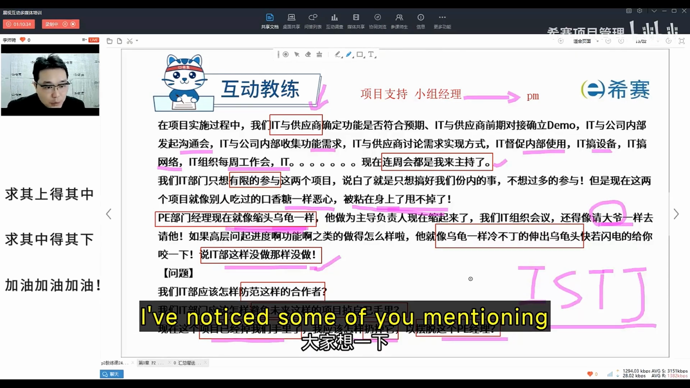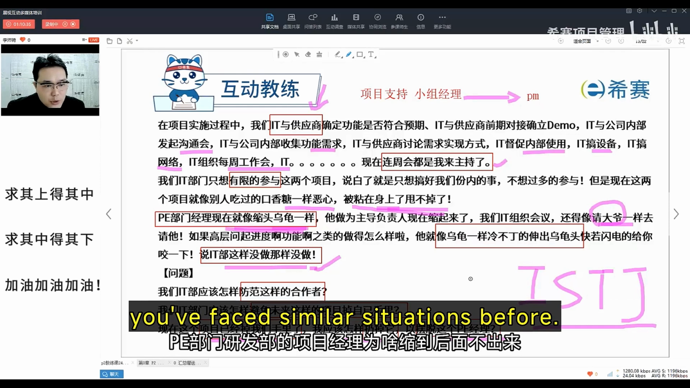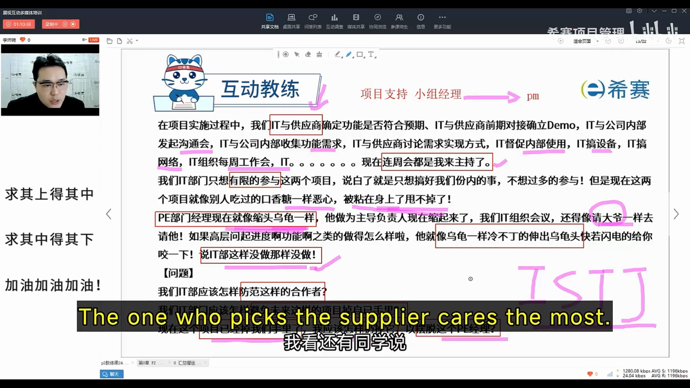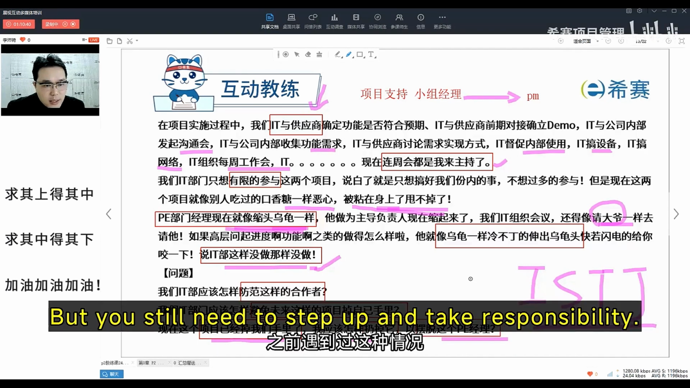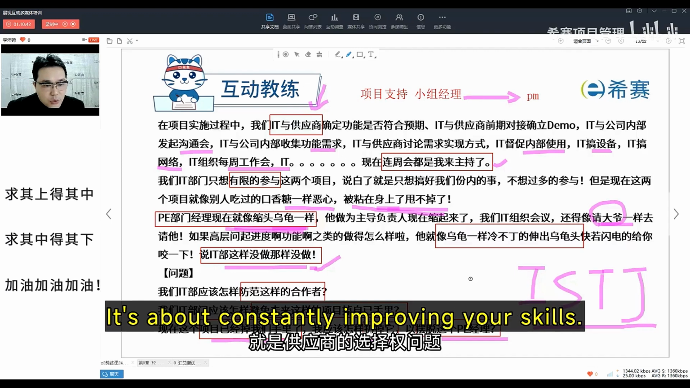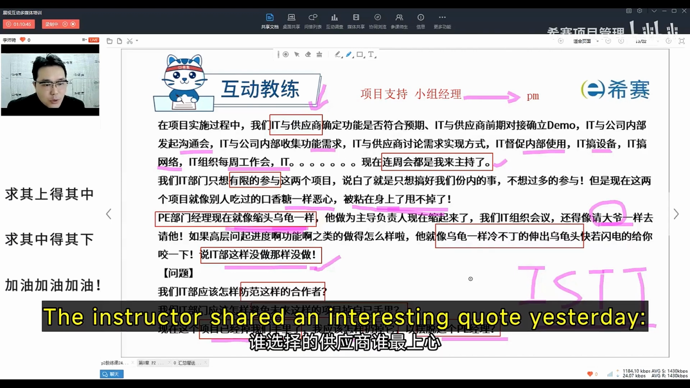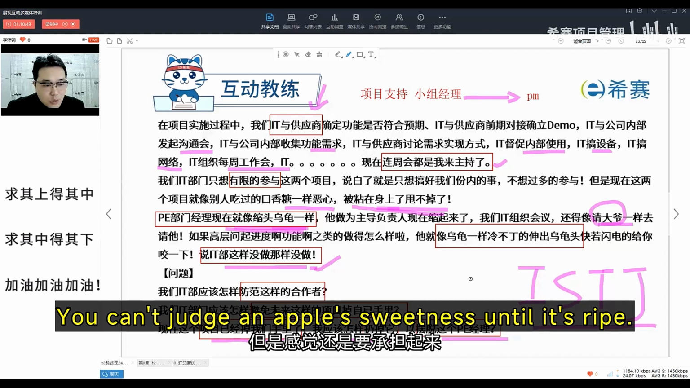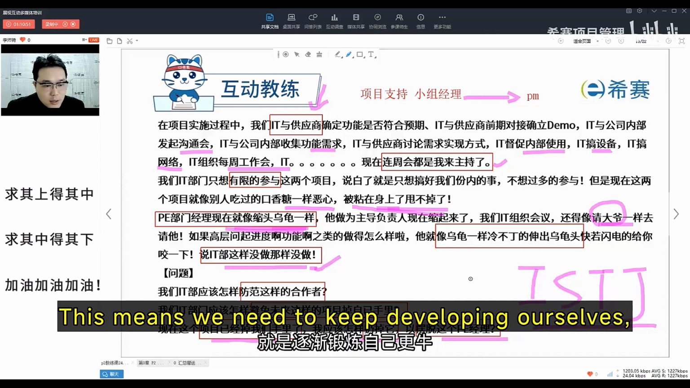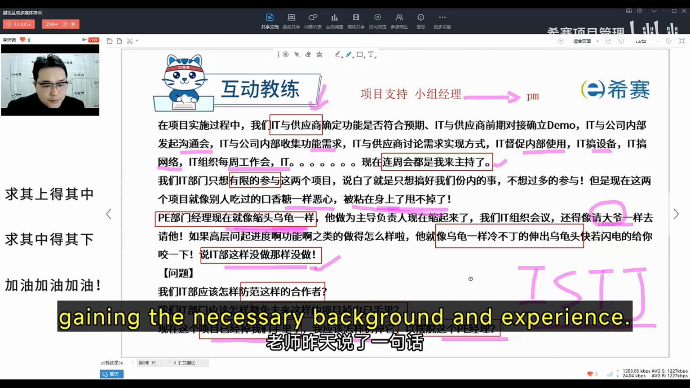I've noticed some of you mentioning you faced similar situations before. It's about who gets to choose the suppliers. The one who picks the supplier cares the most. But you still need to step up and take responsibility. It's about constantly improving your skills. The instructor shared an interesting quote yesterday: you can't judge an apple's sweetness until it's ripe. This means we need to keep developing ourselves, gaining the necessary background and experience.